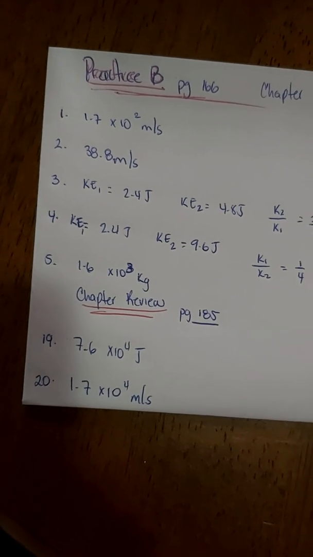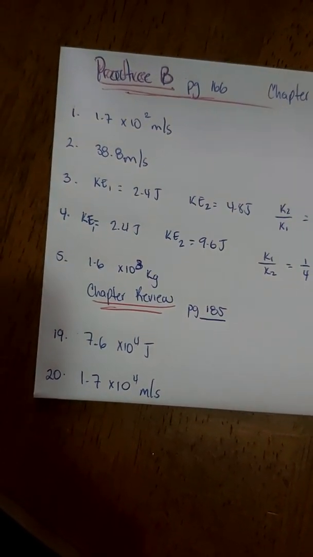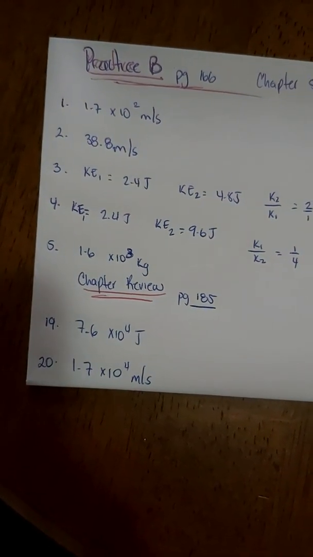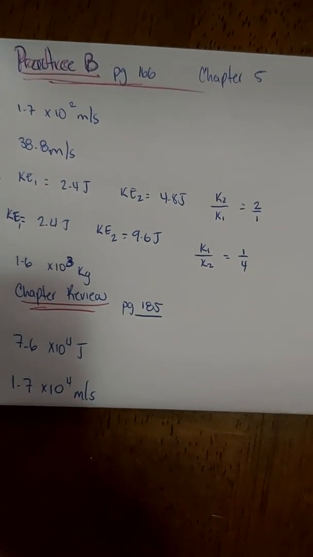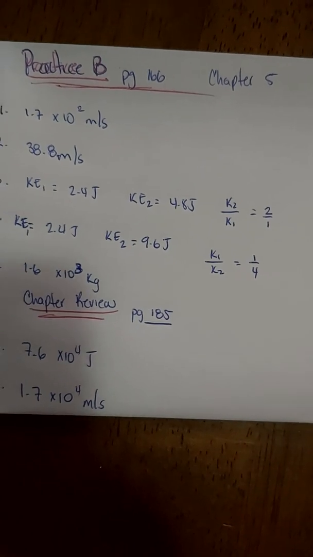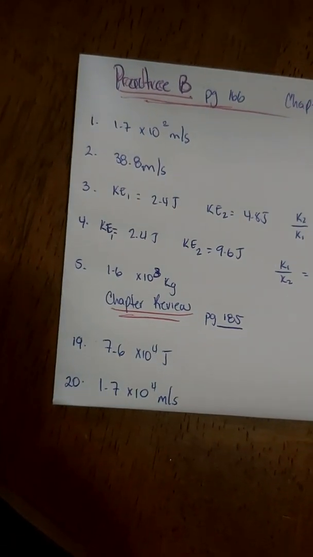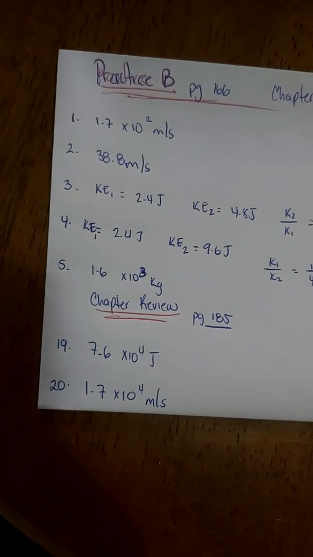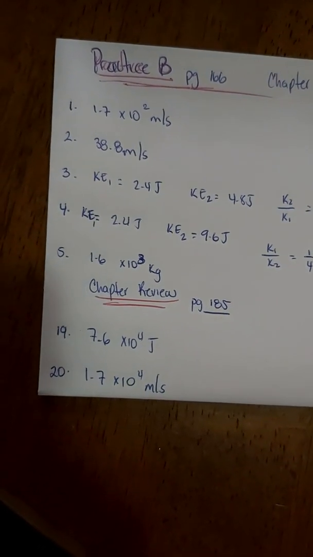In number 4, it's very similar to number 3. The first kinetic energy is 2.4. The second kinetic energy will be 9.6. And the ratio between the kinetic energies will be 1/4. And finally, number 5, the mass will be equal to 1.6 times 10 to the third kilograms.